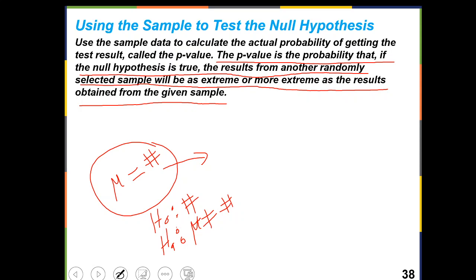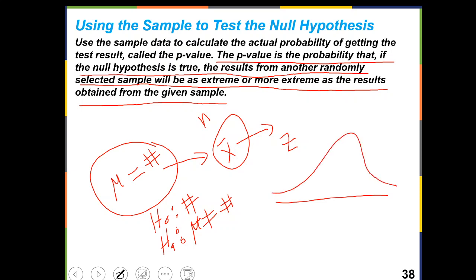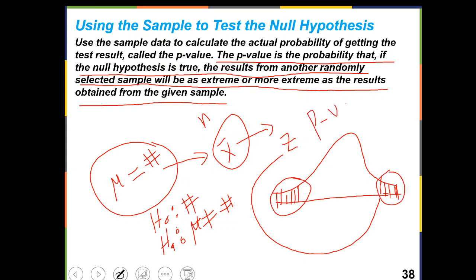Now, you take a sample of size n, and then you find x bar, then you convert x bar to z. What do you do with it? Well, you put that z over here, and also you find the negative of that number and put it over here, and you find this area. That's our p-value. So now you see what it means.